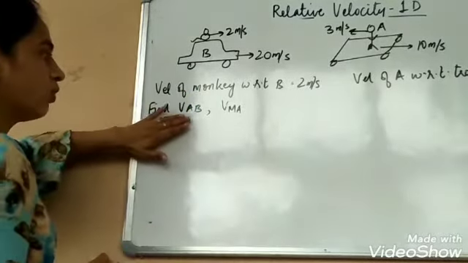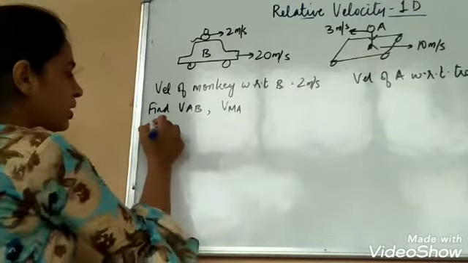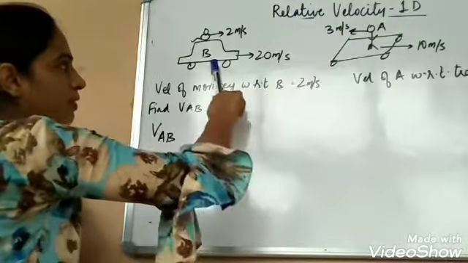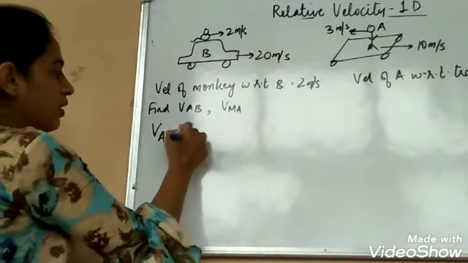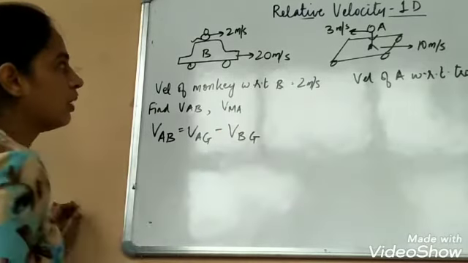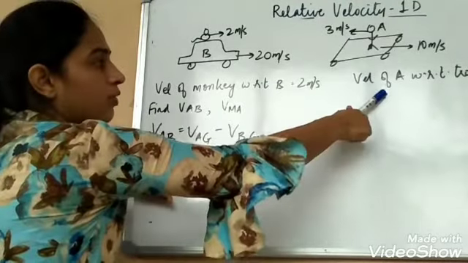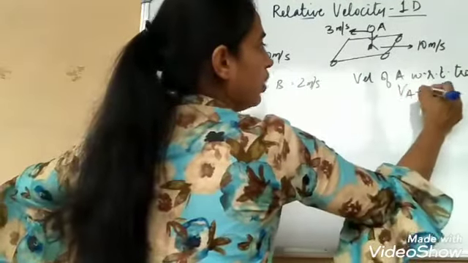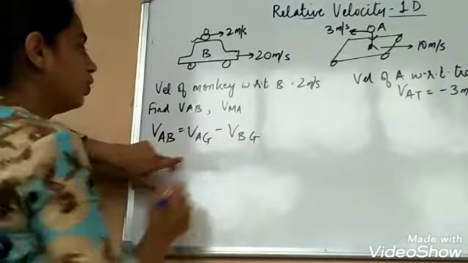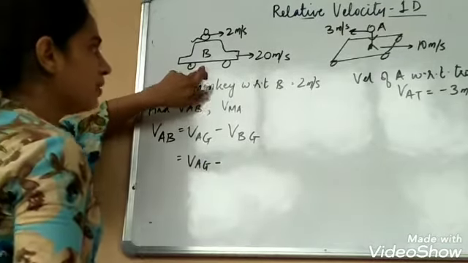We have to find velocity of A with respect to B, and velocity of monkey with respect to A. So first, to find velocity of A with respect to B, velocity of person A with respect to the car will be equal to VA with respect to ground minus VB with respect to ground. VA with respect to ground, do we know? No, we know VA with respect to trolley is minus 3 meter per second. Okay, so we don't know VAG, so we have to find VAG minus velocity of B with respect to ground.